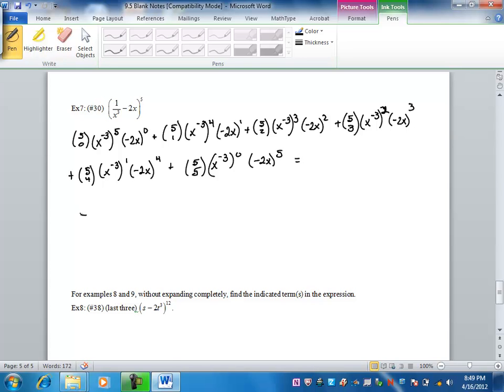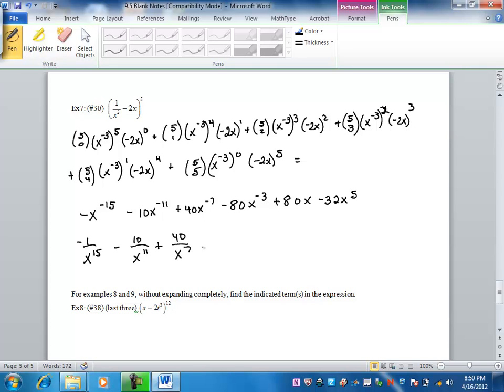And so we can simplify this to x to the negative 15 minus 10 x to the negative 11 plus 40 x to the negative 7 minus 80 x to the negative 3 plus 80 x minus 32 x to the 5th. And of course, you guys know how I feel about negative exponents. So 1 over x to the 15 minus 10 over x to the 11 plus 40 over x to the 7 minus 80 over x cubed plus 80 x minus 32 x to the 5th. Okay, so we've used the binomial theorem to expand there.